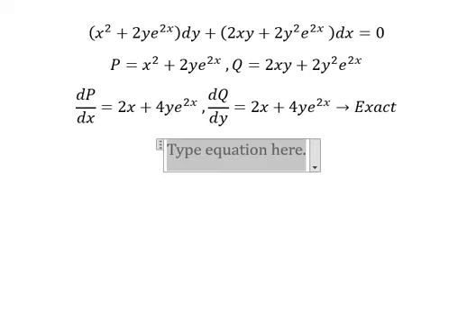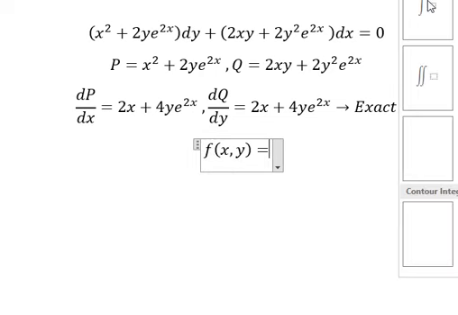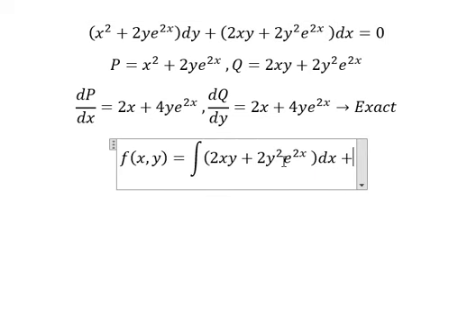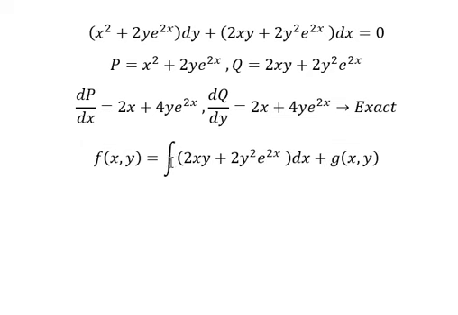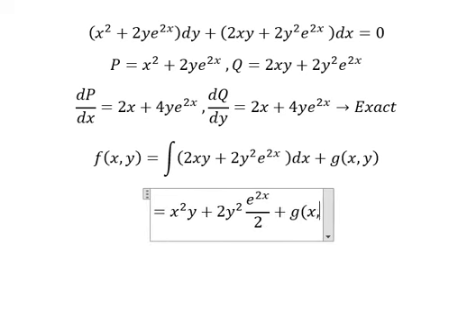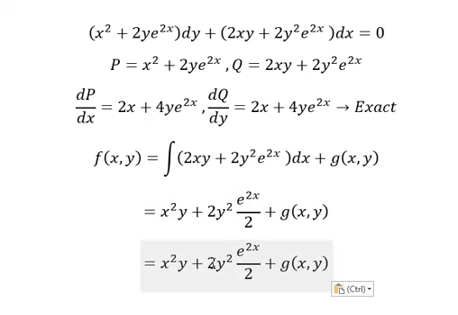Now we need to set up the function f(x,y) equals to the integration. So I select this one plus 3xy. The integration of 2x is x squared. The integration of e to the power of 2x is e to the power of 2x over number 2. So we simplify number 2 and number 2.